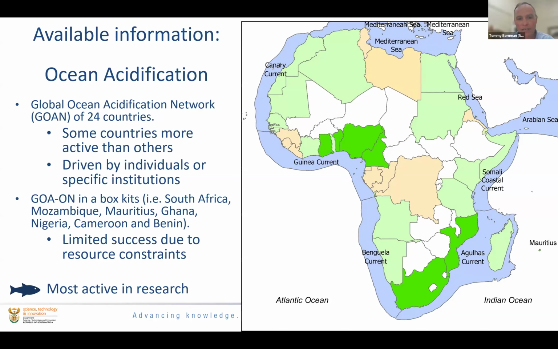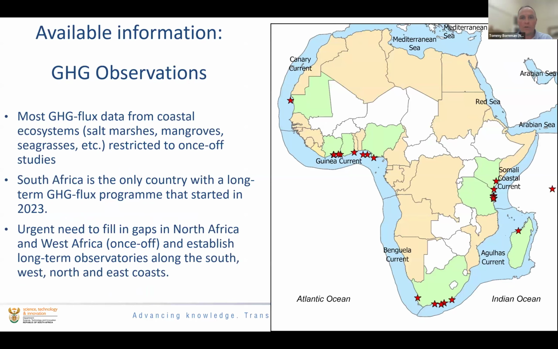And if we look at the countries that are most active in ocean acidification research, it is those 4 countries: Kenya, South Africa, Ghana, and Morocco. If we look at greenhouse gas observations, you will see that most of the greenhouse gas flux data from coastal ecosystems such as salt marshes, mangroves, seagrasses, etc., are mostly restricted to one-source studies. And these are these little red stars that you see in this figure.